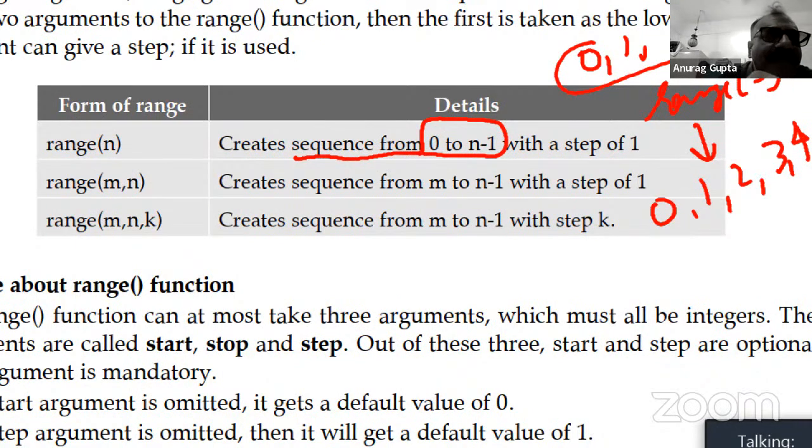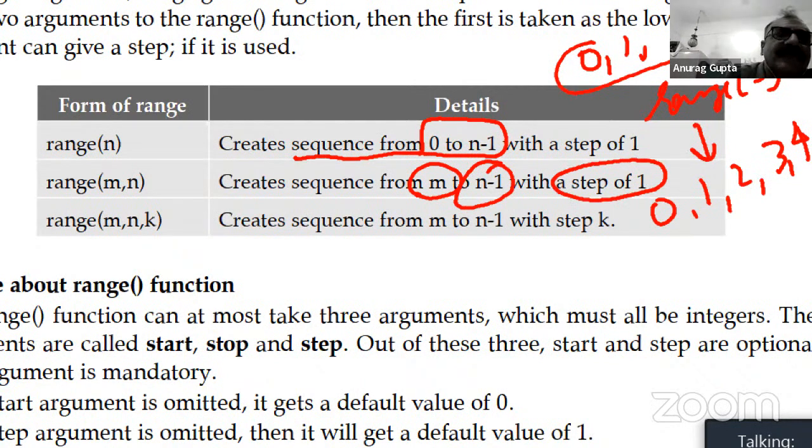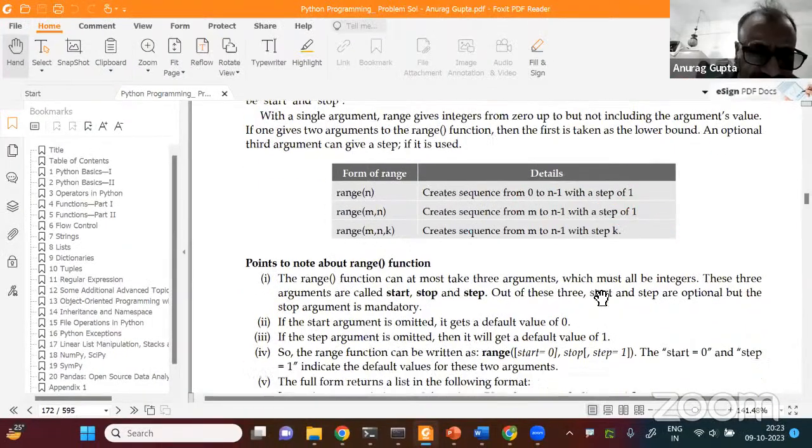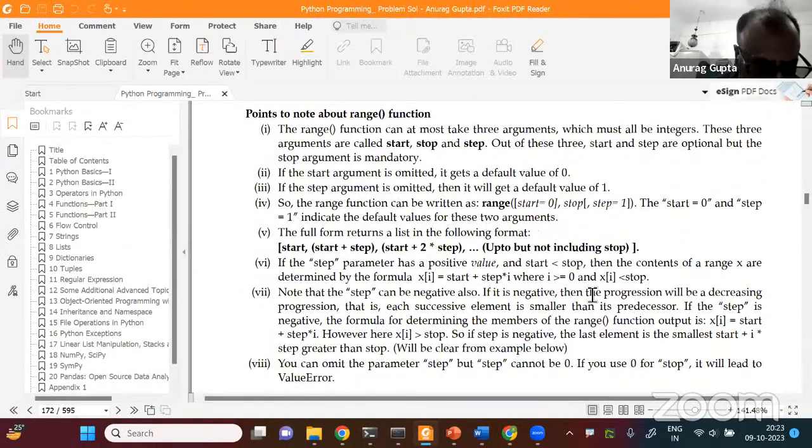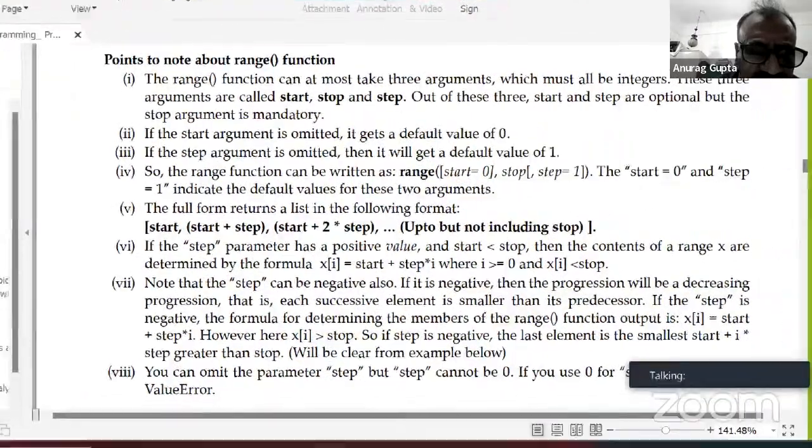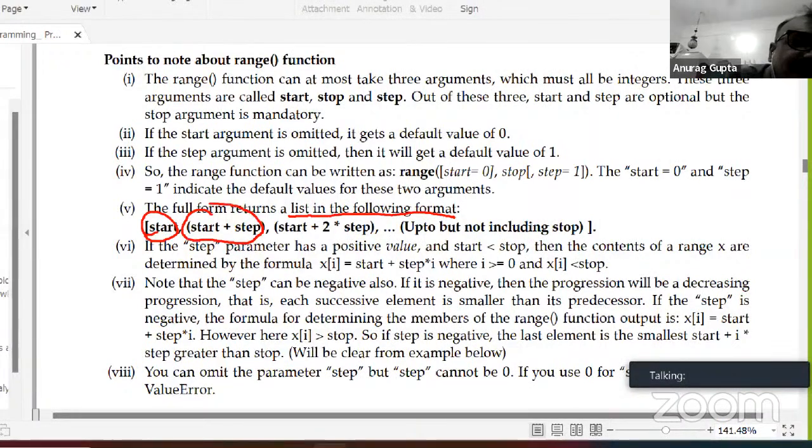Similarly, if you write range m, n, it will create a sequence from m to n minus 1 with a step of 1. And if you use m, n and k, it will create from m to n minus 1 with a step of k. It will become clear. See, the full form returns a list in the following format: start plus step. If the step is excluded, it will be 1. Start plus 2 into step, up to, but not including stop.